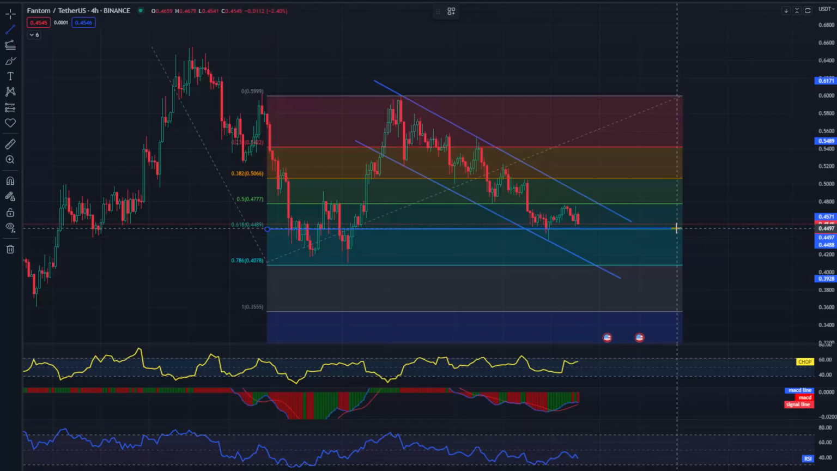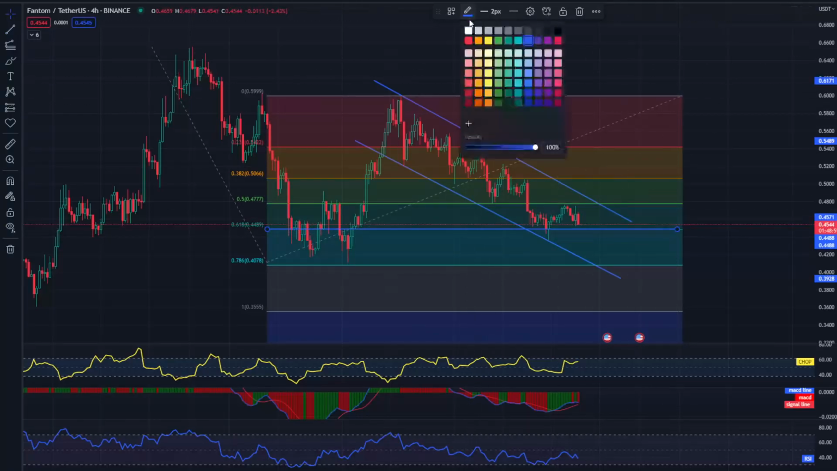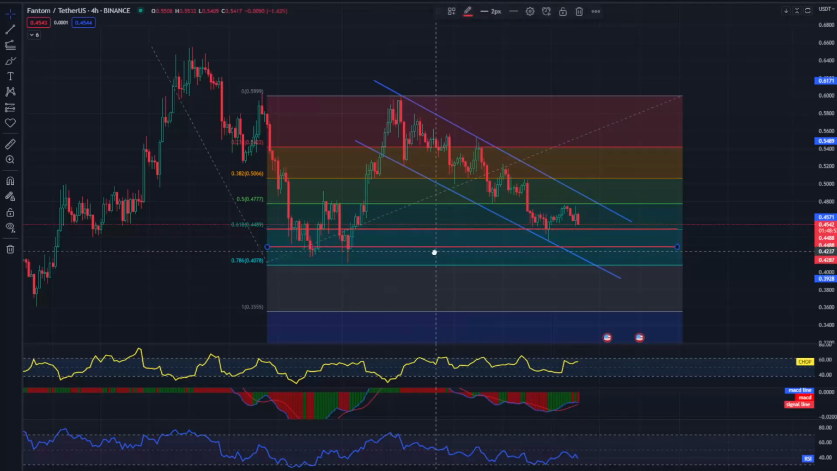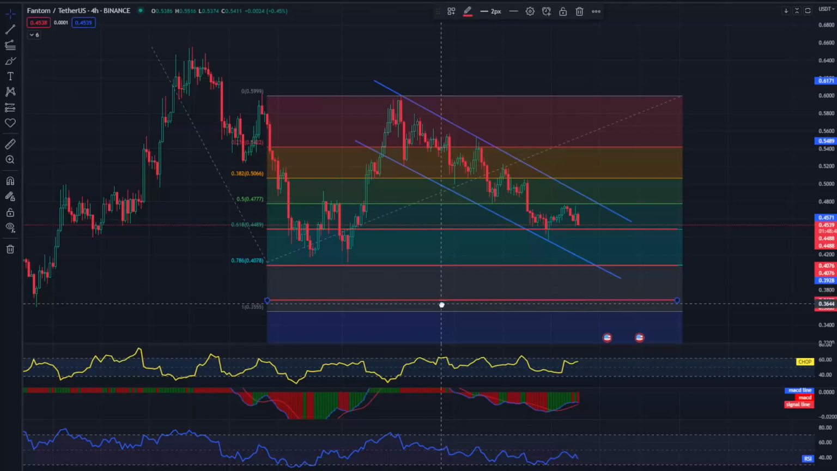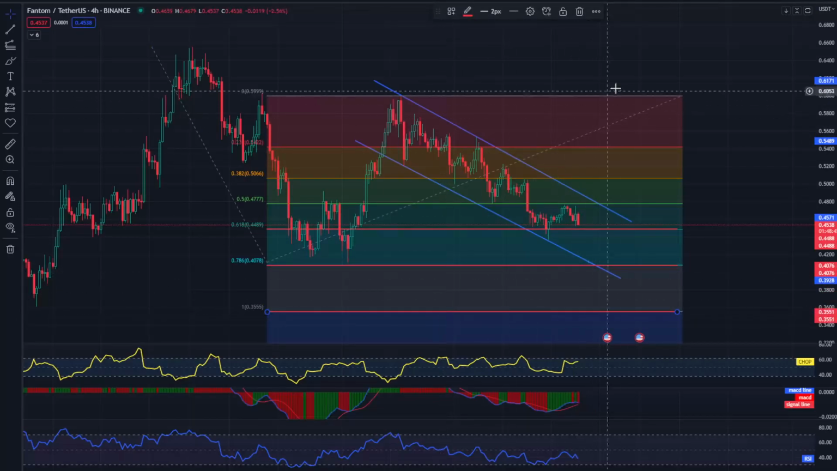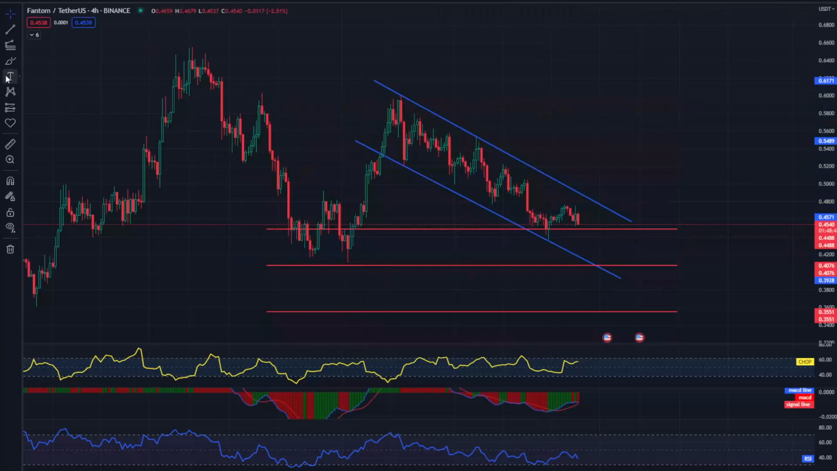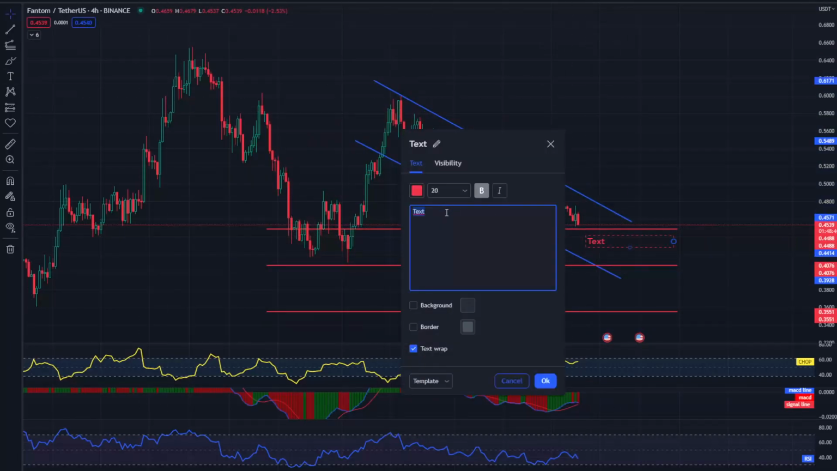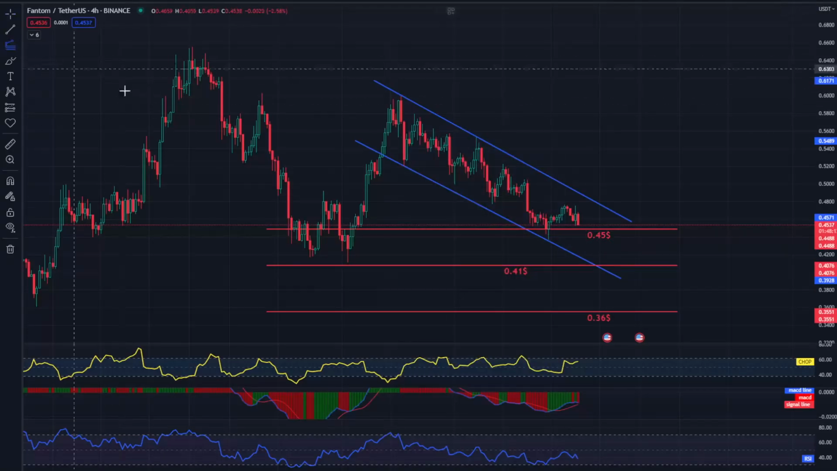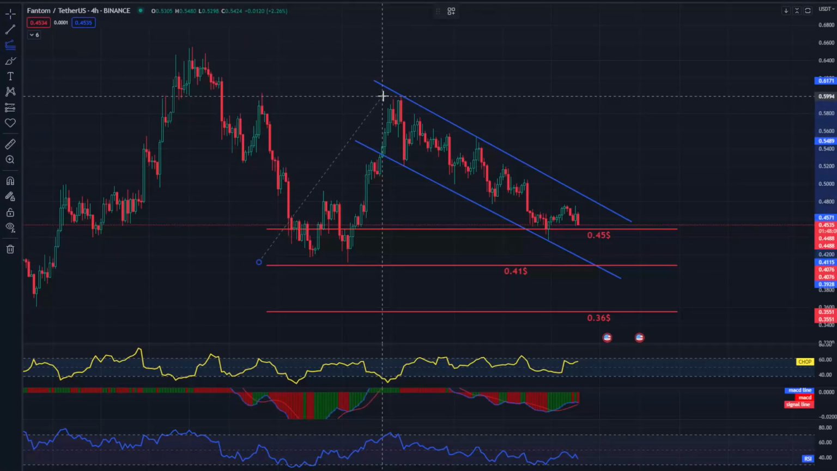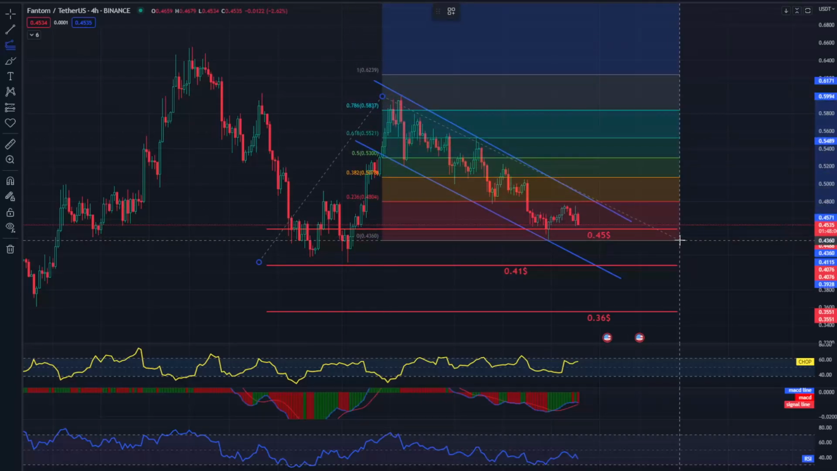And here the first support is at a price of 45 cents. We have the second support at the price of 41 cents. And then the third support at 36 cents. Looking the other way, we see that the price cannot break the first resistance zone from 48 cents to 50 cents.